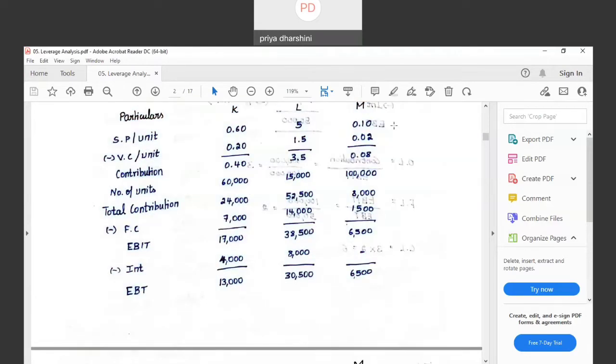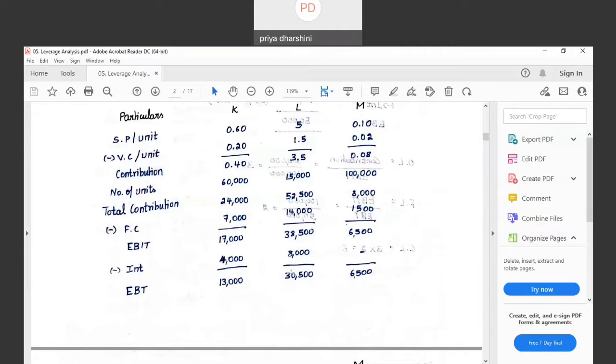Under leverages, what are you supposed to do? You have to first prepare your income statement. You have to find contribution, EBIT, EBT, and other factors. The selling price per unit is given as 0.6, 5, and 0.1. Variable cost per unit is given as 0.2, 1.5, 0.02. Selling price per unit minus variable cost per unit will give you contribution per unit. Into the number of units will give you the total contribution. Minus the fixed cost, 7,000, 14,000 and 1,500, will give you EBIT. Minus interest.